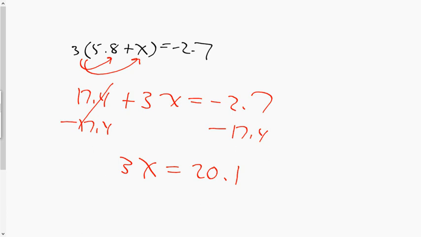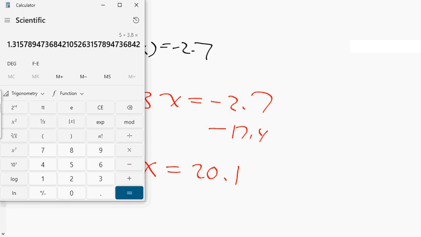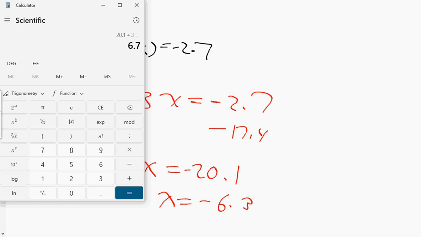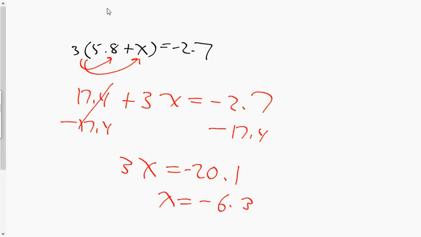Grab your calculator and say, what is it? 20.1 divided by 3. Oh, it's not so bad. X equals, oh, this is negative 3. Negative 6.3. I guess, oh, no, I didn't say that, sorry. What did I say? 6 point. Board is having a hard time. 6.7, sorry, 6.7.